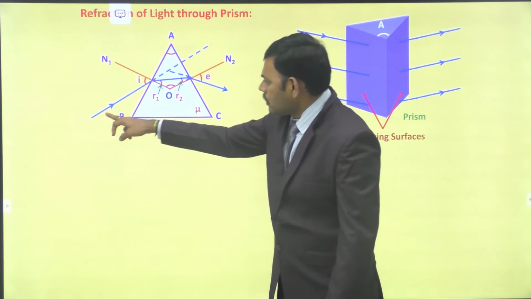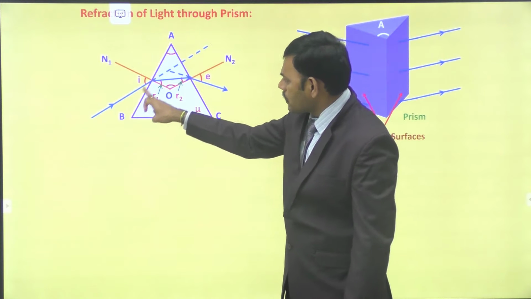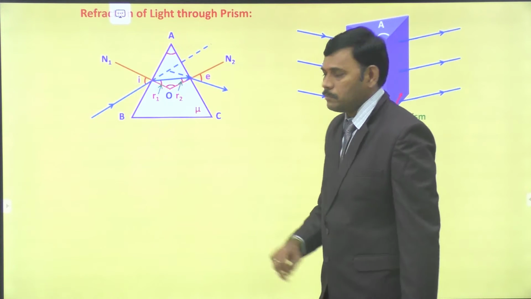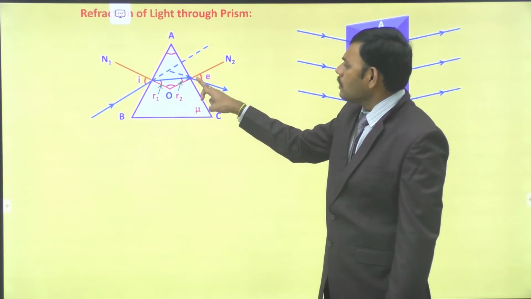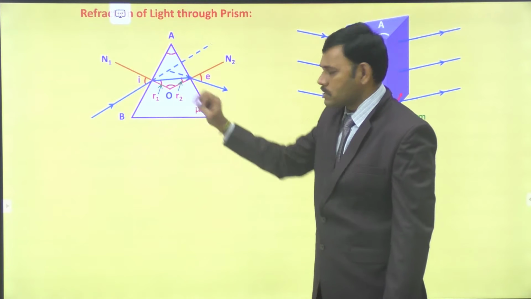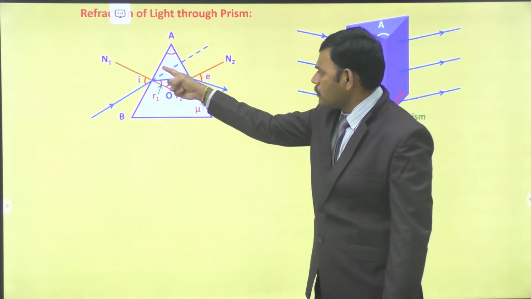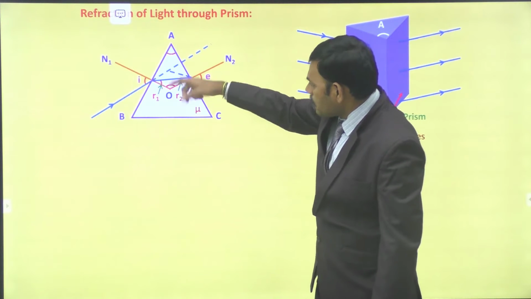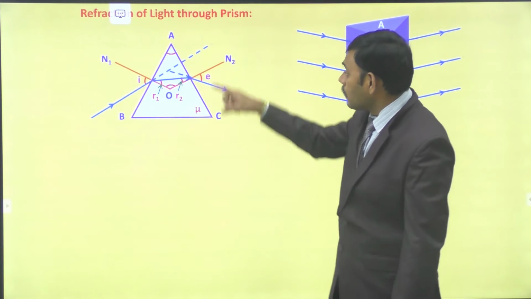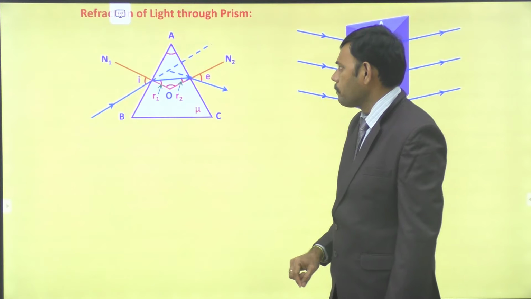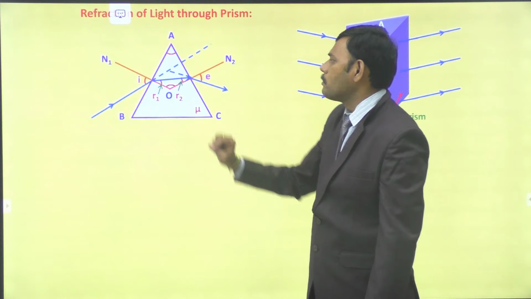And we extended the incident light ray forward. The dotted blue line shows the extended line of the incident light ray. Similarly, from the prism the emergent light ray is this one. We prolong the emergent light ray backwards with a dotted blue line. So if there is no prism, light would have traveled along this line in the absence of the prism. So this is the extended line of the incident light ray and this is the extended line of the emergent light ray.